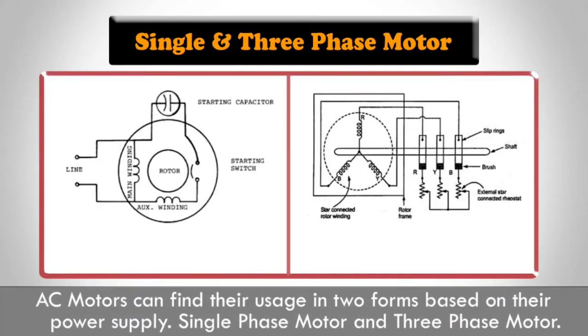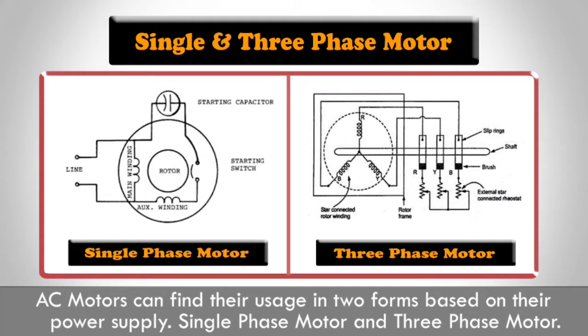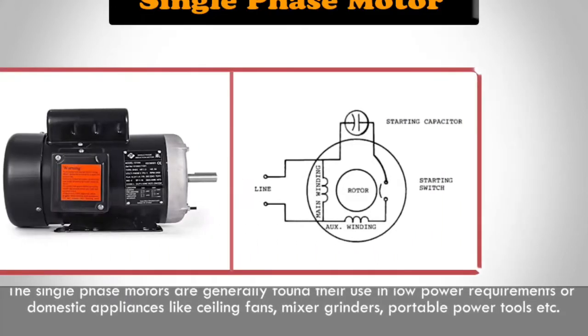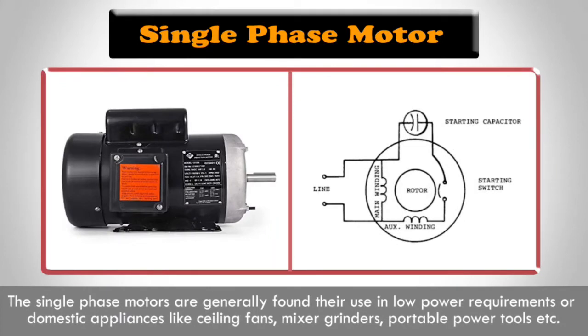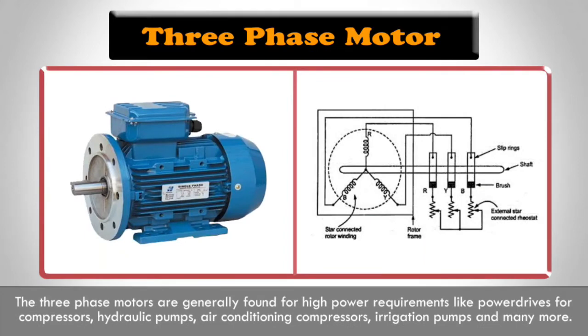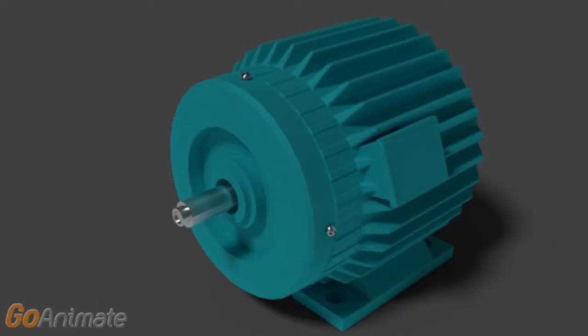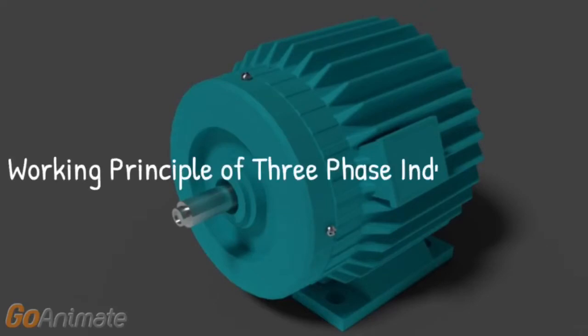AC motor can find their usage in two forms based on their power supply: single phase motor and three phase motor. The single phase motors are generally found in lower power or domestic appliances. Meanwhile, the three phase motors are generally found for higher power requirements. For understanding the working principle of three phase induction motor, we first look at the basic construction of this type of motor.